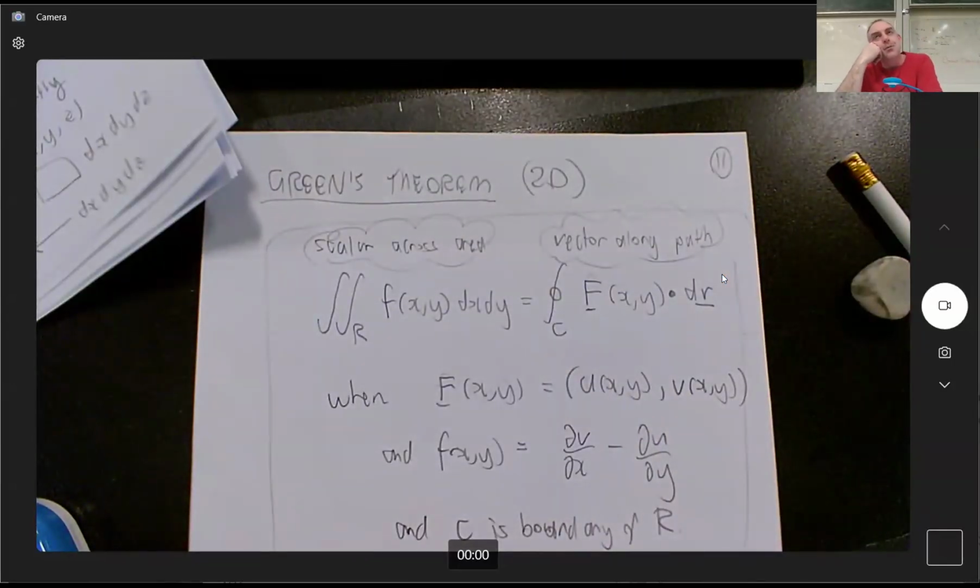I'm going to repeat that. Is the whole point of the theorems to make it easier to solve the integrals? I think yes, but also no. These are just how these things are related. But it is sometimes easier to. It's usually easier to integrate a scalar function across a region than it is to integrate a vector function around a curve, or vice versa. Sometimes the other one's easier.